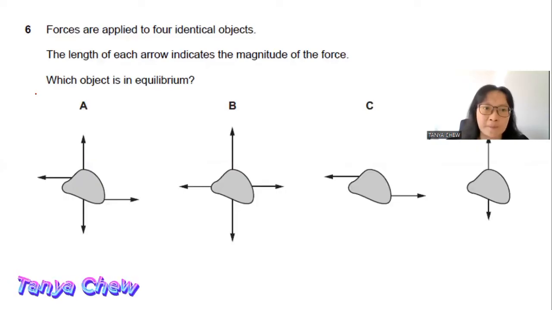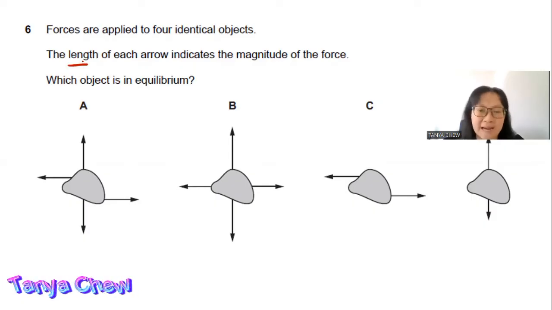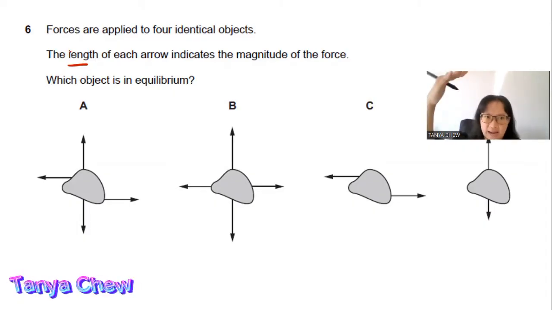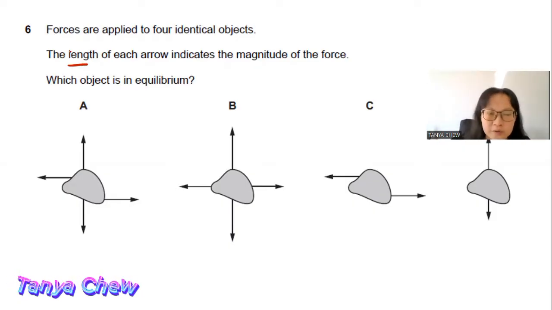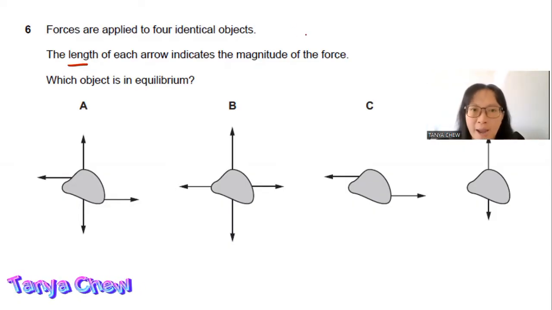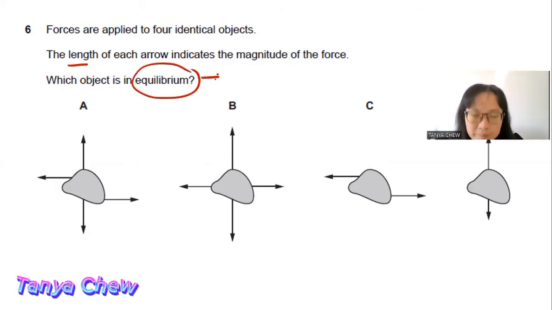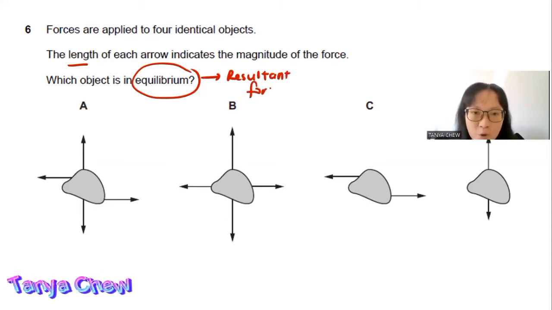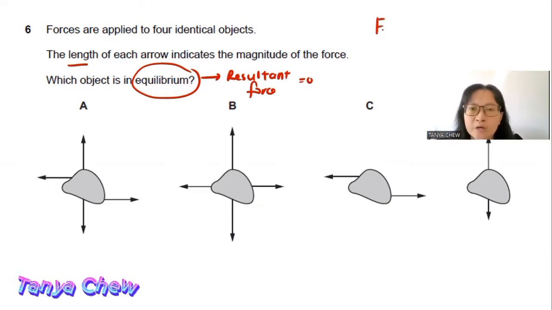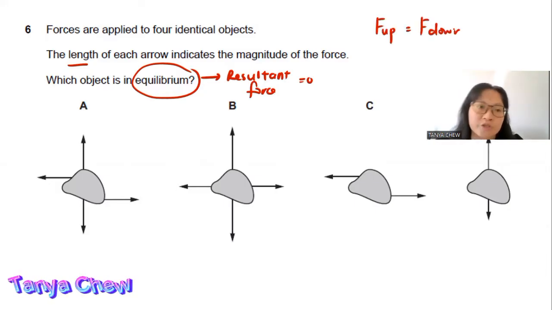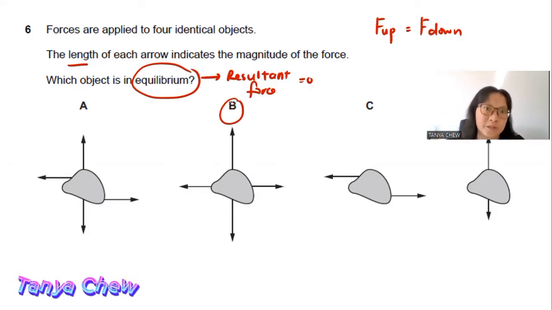Question number 6, forces are applied to 4 identical objects. The length of each arrow indicates the magnitude of the force. Which object is in equilibrium? Since they told you that the length indicates the magnitude of the force, you just need to take out your cm rule to do your measurement and compare. If the object is in equilibrium, it also means that the resultant force acting on the object is equal to 0, or in other words, the upward force acting on the object is equal to the downward force. Just use your cm rule to measure, and I did my measurement. B happened to be the answer.